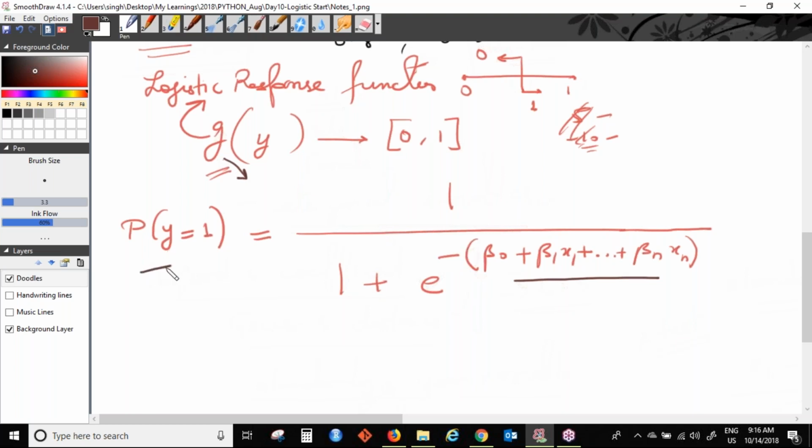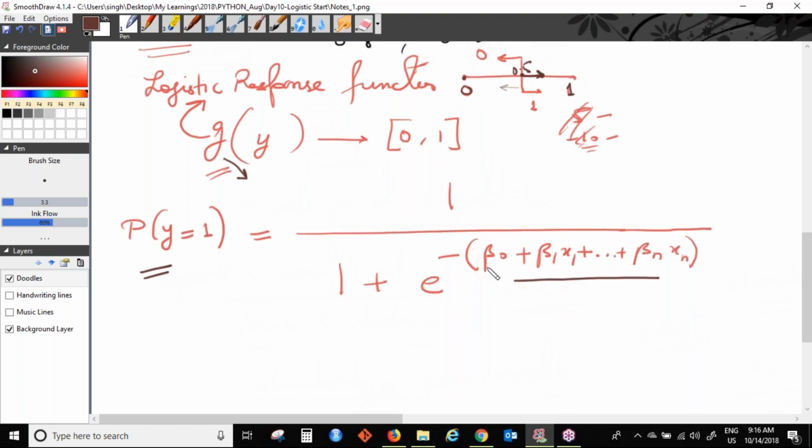And the left hand side is the probability of y equal to 1. So what this gives you is the probability of y equal to 1. So you get a probability between 0 and 1, and let's say this is 0.5. If your probability is above 0.5, that means you can convert it to 1. Similarly, if the probability of 1 is below 0.5, you convert it to 0. Okay, this is the logistic response function.